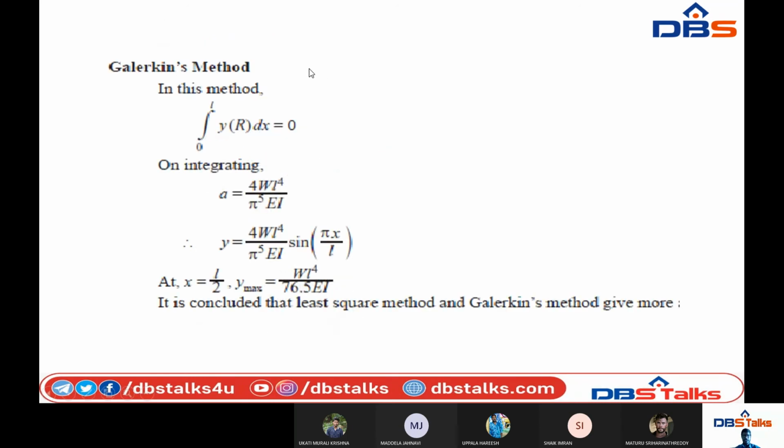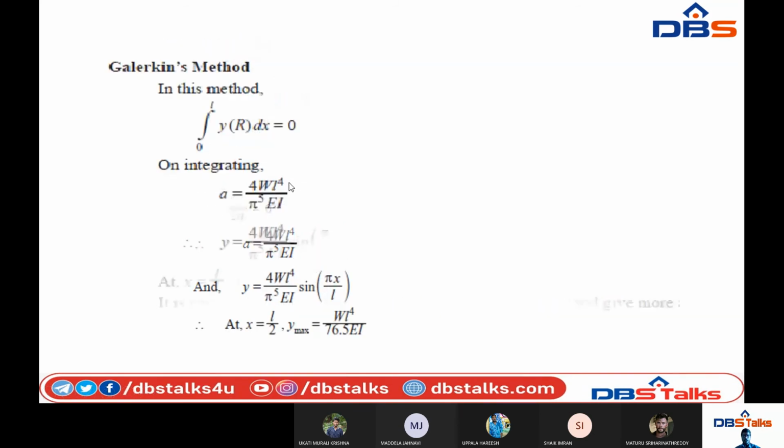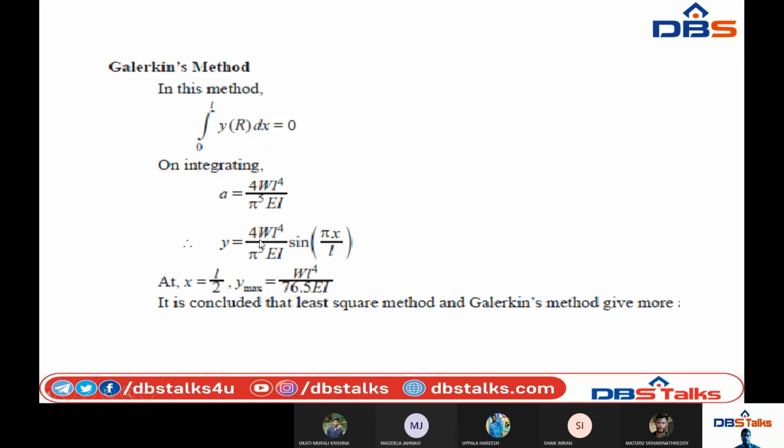Finally, Galerkin's method. In this method, I'm taking y of x as a trial function and as a weighting function also. Integral 0 to 1 of y times the residual dx equal to 0. On integrating, we get the value of 4 WL power 4 by pi power 5 EI. Y equal to 4 WL power 4 by pi power 5 EI sin pi x by L.